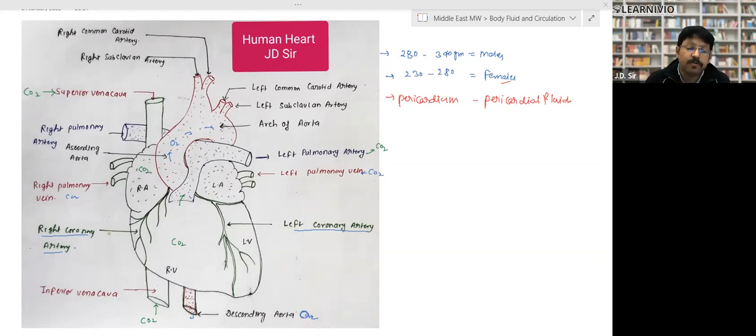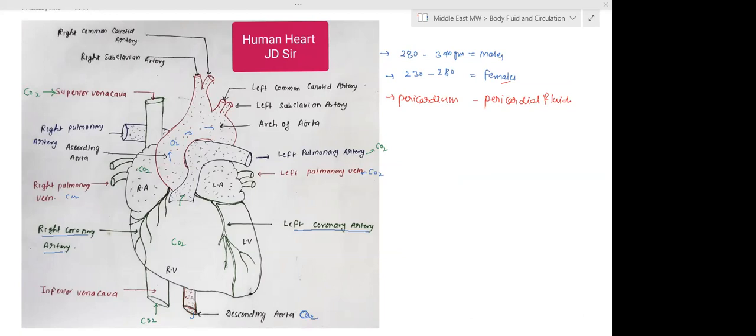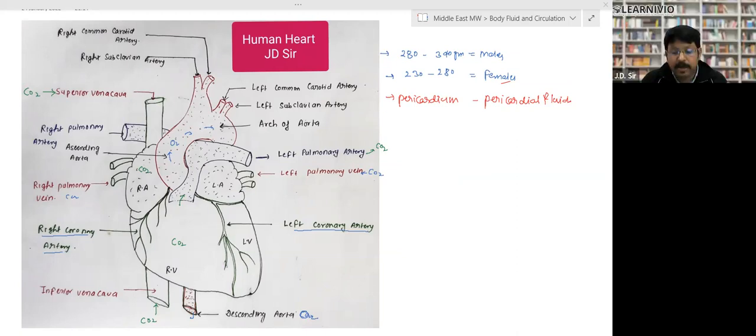Next, the ventricles have thicker walls. Full stop. The wall of the right ventricle is thinner than the left ventricle. The wall of the right ventricle is thinner than the left ventricle. Full stop.